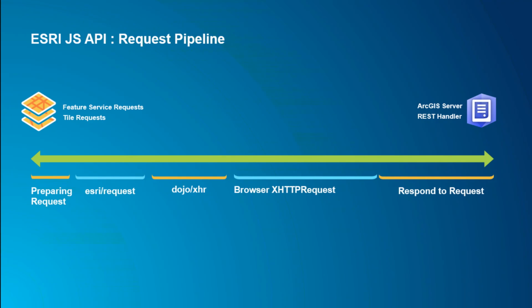So when you start looking at this, what you can do is look at how the request pipeline happens in the JavaScript API. And the request pipeline, nearly every single request from the Esri JavaScript API goes through Esri request. An Esri request is built up on top of Dojo XHR. And Dojo XHR is built on top of the browser's XMLHttpRequest. And then it eventually hits ArcGIS server.